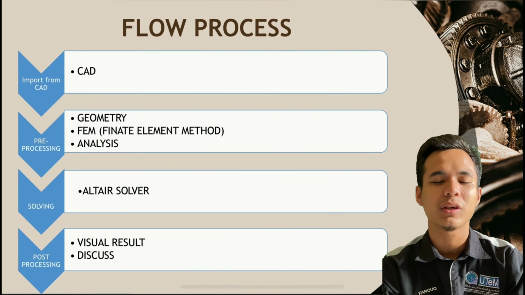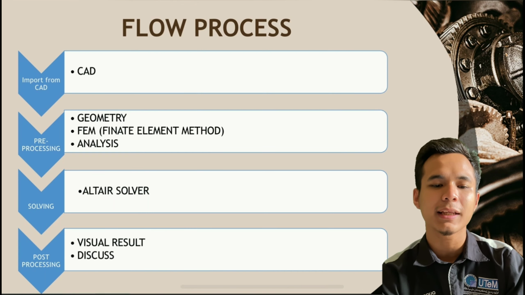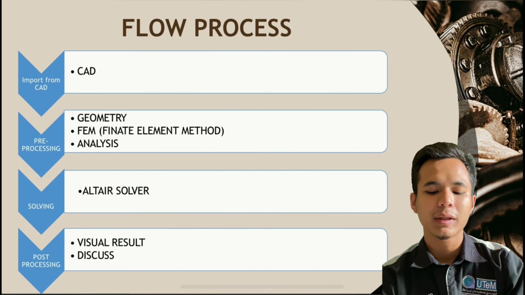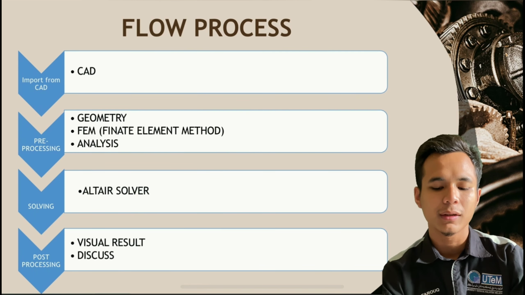Okay, next let's go to the flow process. In this assignment, we have 4 flow processes. The first one will be the import from CAD, which means we import the design to the Altair Inspire. The second one will be the pre-processing. In this section, the geometry FEM analysis was done. Number 3, solving. The solving will be made by the Altair solver. And the last one will be the post-processing. This is where our result can be seen and will be discussed in our group.